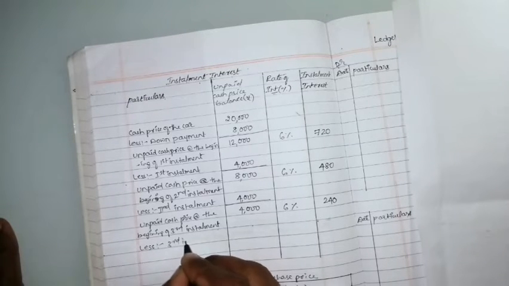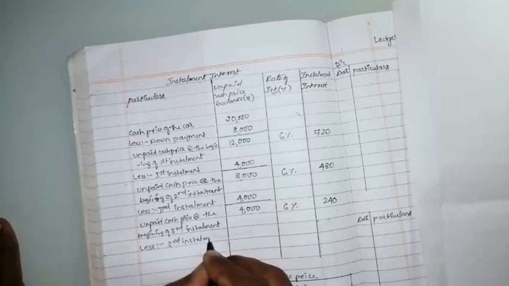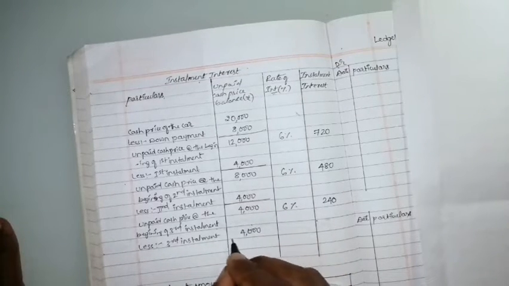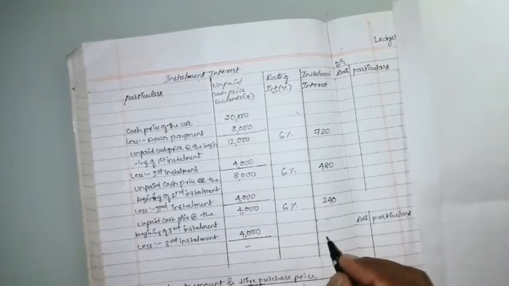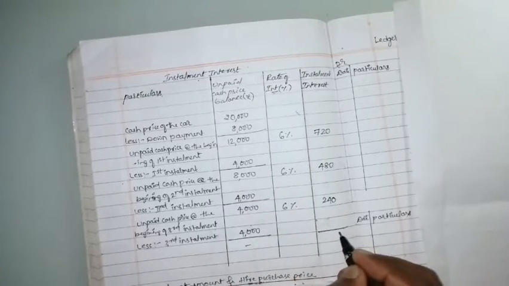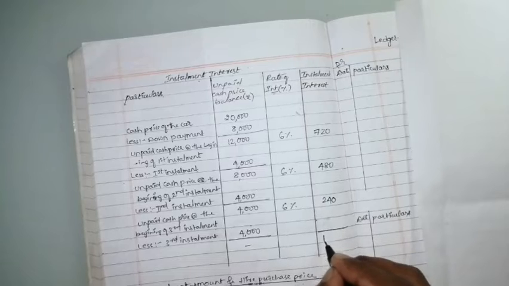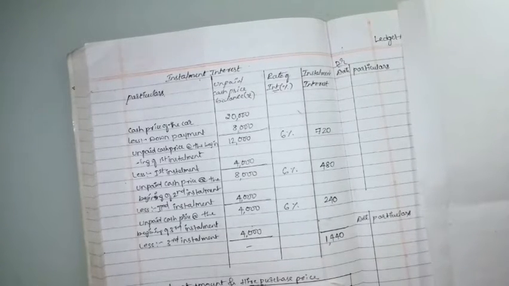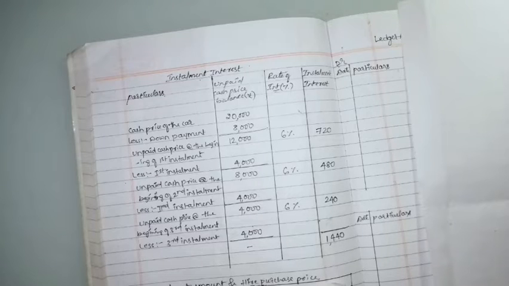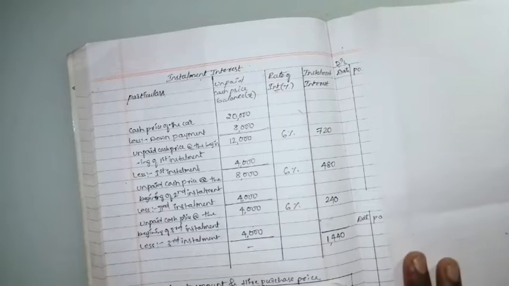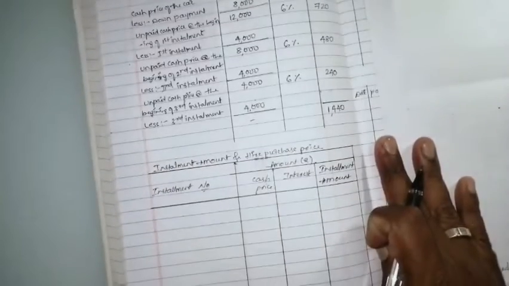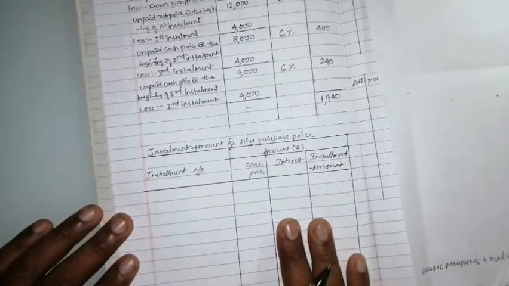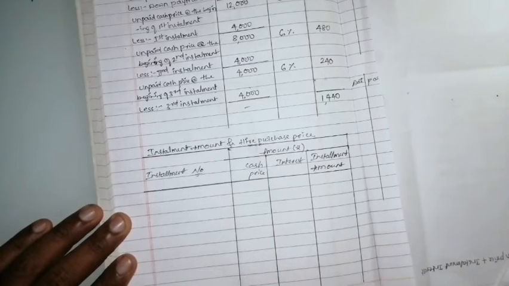Lastly, less third installment. How much? 4000. So the balance is 0. The total interest amount comes to 1440. After that, we need to prepare the installment amount and hire purchase price.